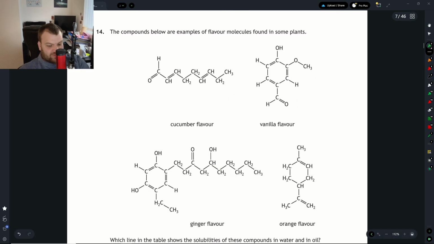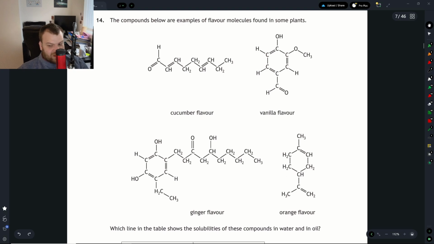In this question, we're asked about the solubility of different chemicals. We have to pair these up into things that would dissolve in water and things that would dissolve in oil. When I'm looking for water-soluble things, I'm looking for oxygens and hydrogens and see which chemicals contain those. Chemical 1, cucumber flavour, does not contain an OH group. Vanilla does. Ginger has a few of them. So ginger would be the more water soluble.